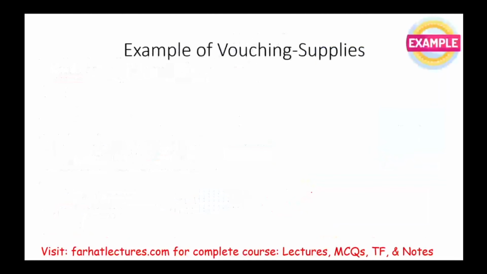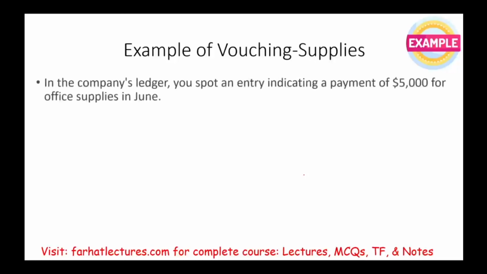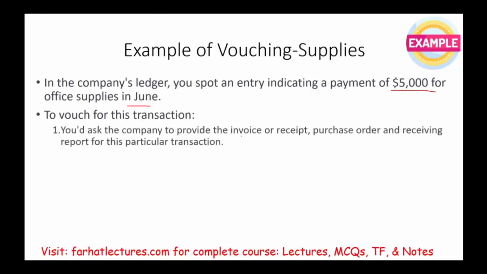So let's take a look at an example of vouching, and we're going to use supplies. In the company ledger, you spot an entry indicating a payment of $5,000 for office supplies in June. Great. You're going to vouch for this transaction. What do you do? You would ask the company to provide the invoice or receipt, purchase order, and receiving report for this particular transaction. If we purchased something for $5,000, we should have an invoice, we should have a purchase order, we should have a receiving report.